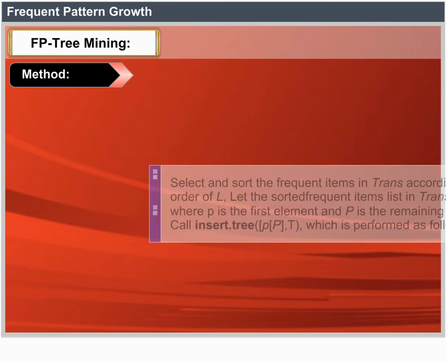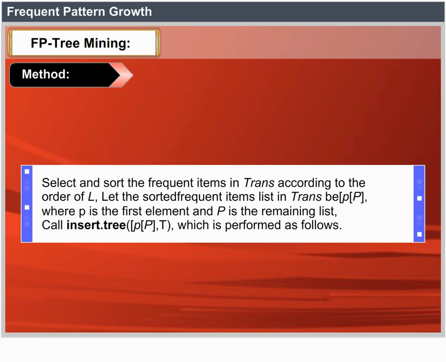Select and sort the frequent items in trans according to the order of L. Let the sorted frequent item list in trans be [p|P], where p is the first element and P is the remaining list. Call insert_tree([p|P], T), which is performed as follows.